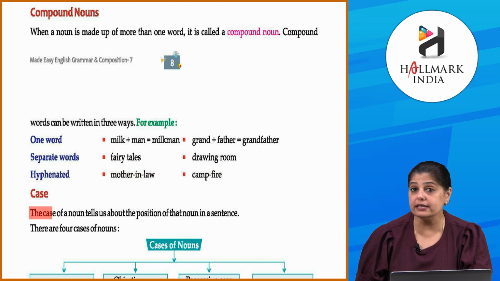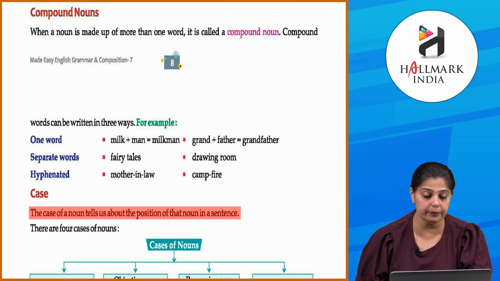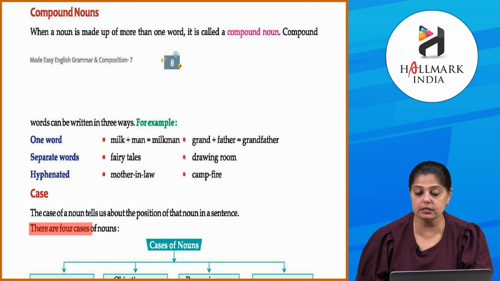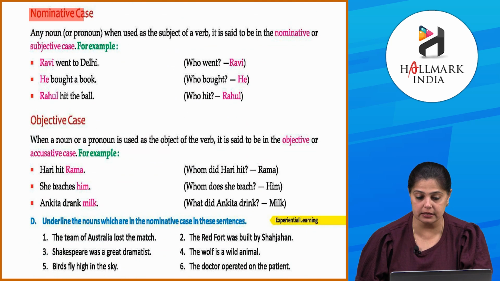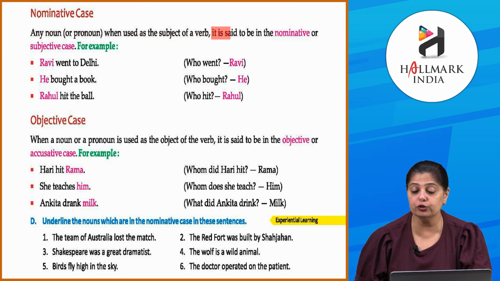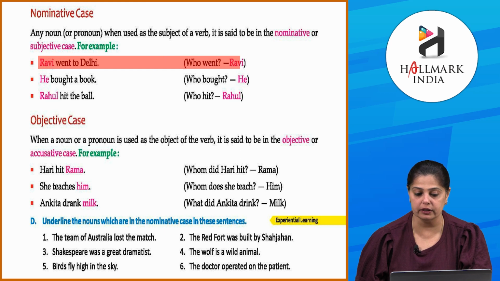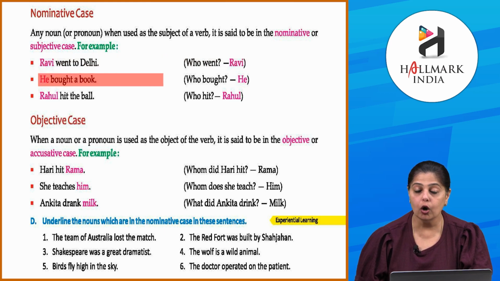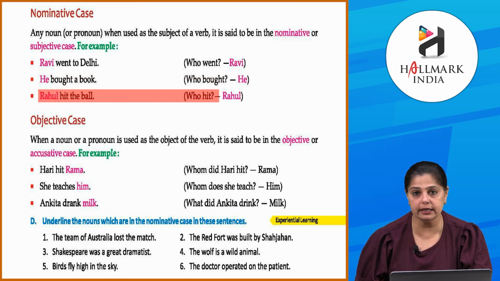Alright, case. Now what is a case? The case of a noun tells us about the position of that noun in a sentence. जो case होता है वो noun की position बताता है हमें. जैसे there are 4 cases of nouns. पहले होता है nominative case. Any noun or pronoun when used as a subject of a verb, जब वो verb का subject बन जाता है, it is said to be in the nominative or subjective case. For example, Ravi went to Delhi. Who went? Ravi. He bought a book. Who bought? He. Rahul hit the ball. Who hit the ball? Rahul.